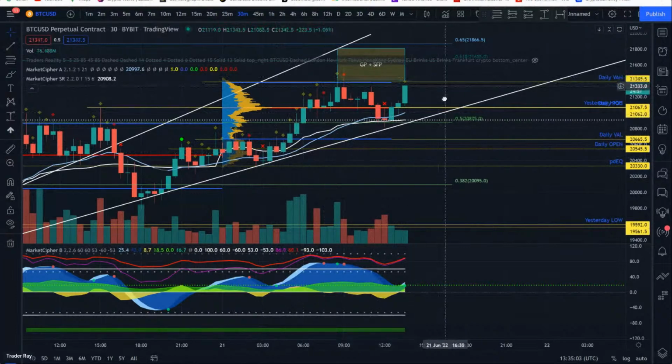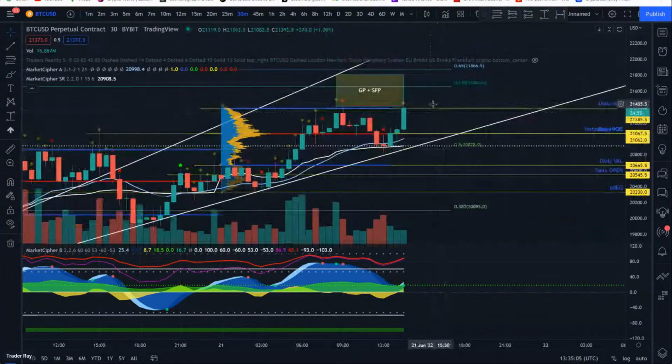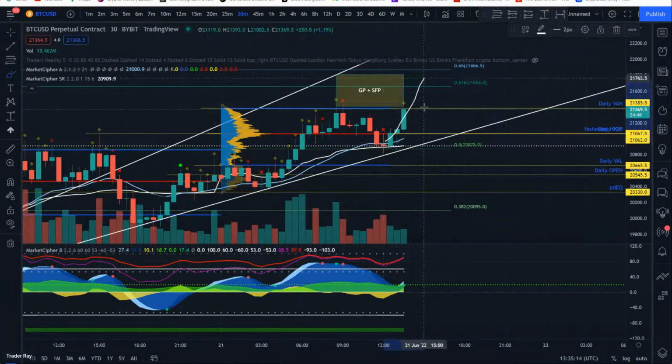This box right here that I've drawn is a golden pocket, a macro golden pocket, and could be a swing failure pattern. So what could then happen is that the price does something like this. It goes up and then suddenly it snaps back, loses support, and goes lower. Then, of course, we are looking at all the support levels, if they are really support or not.